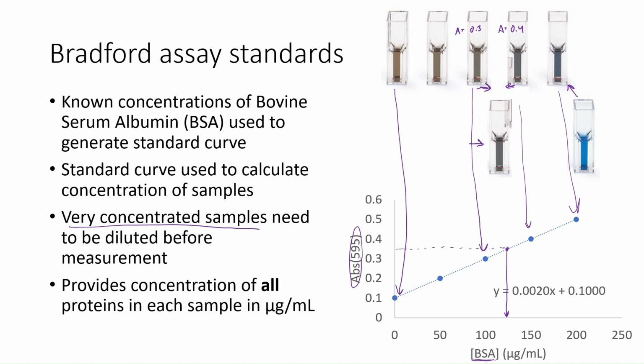And then you'll just have to remeasure the absorbance at that lower concentration, and then you can multiply back to figure out the concentration of your original sample. We'll talk a little more about how to do those calculations in a bit. And just as a reminder, the Bradford assay is going to give you the concentration of all of the proteins in a sample. The Bradford reagent doesn't distinguish between different proteins for the most part.